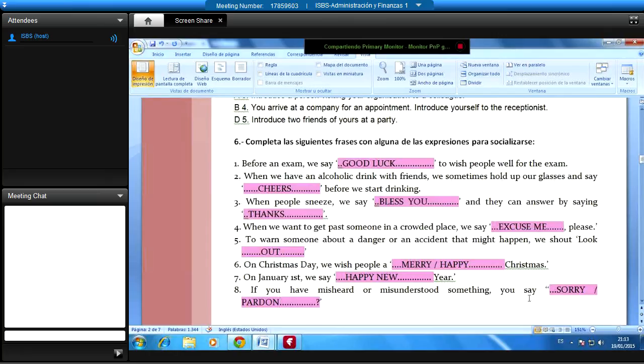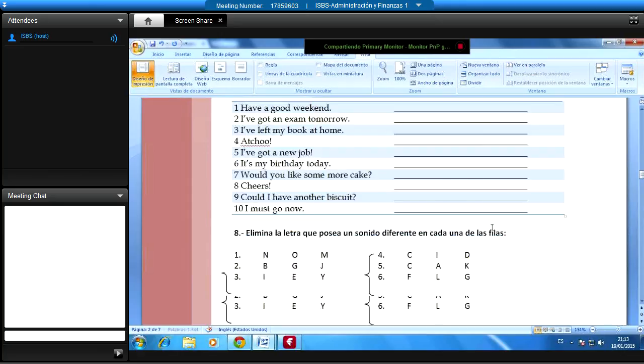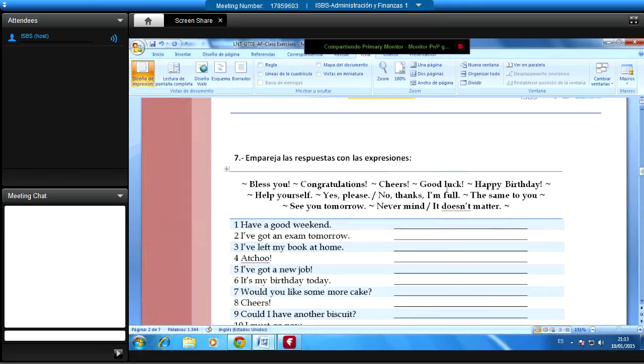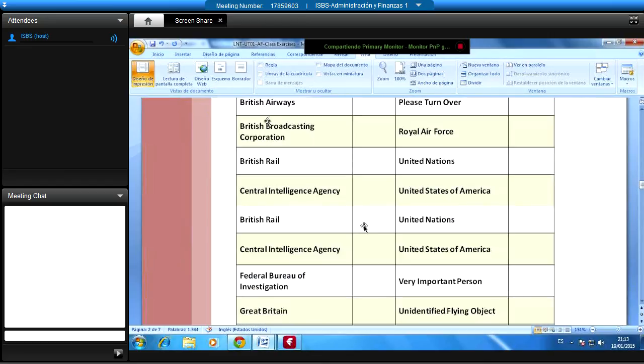Pardon. Any questions about this? As I said, these are like socializing expressions that you should know, okay? Son expresiones así de comunicación social. So you can review all that at home, if you want. You can continue with number 7, which is more or less the same thing, okay? Bless you, when somebody sneezes, congratulations, cheers, good luck, happy birthday, etcetera.